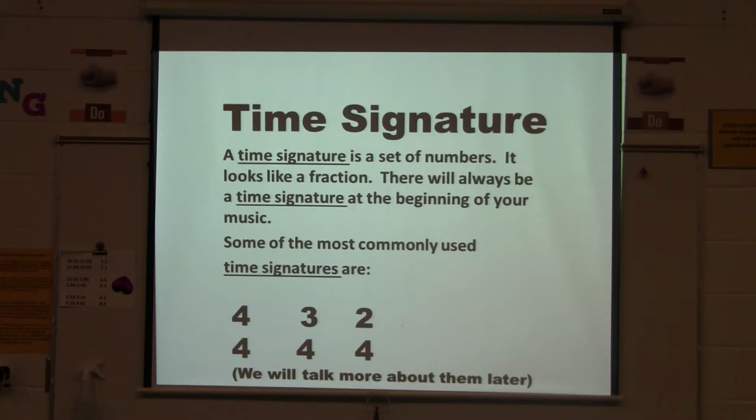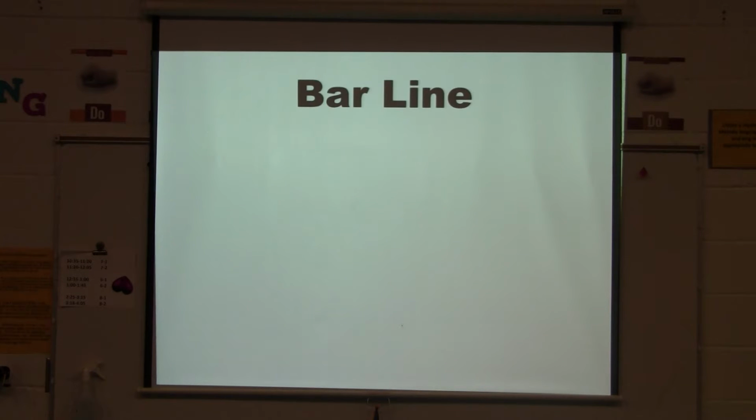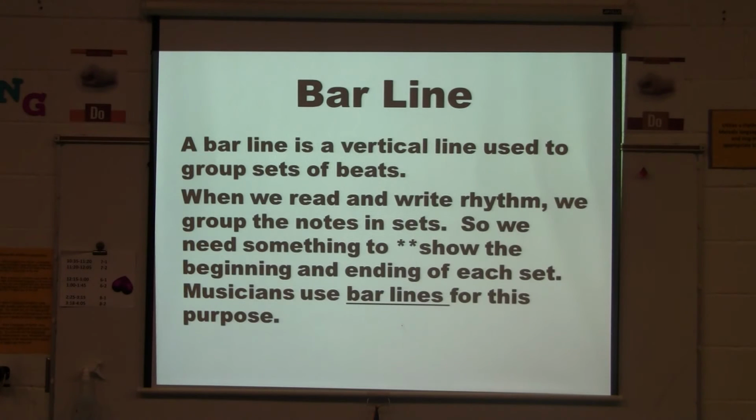The next term is bar line. A bar line is a vertical line up and down, used to group sets of beats. When we read and write rhythm, we group the notes in sets, so we need something to show the beginning and ending of each set, and musicians use bar lines for this purpose. So there's some bar lines, up and down, vertical lines.